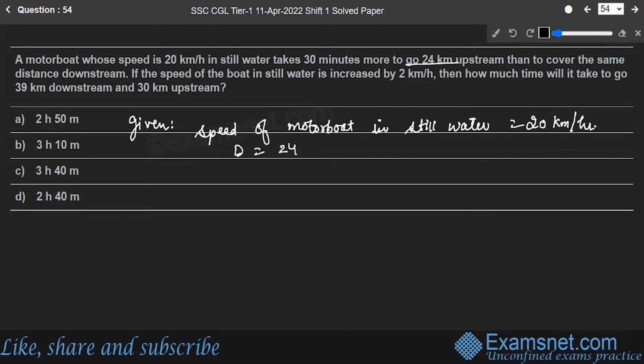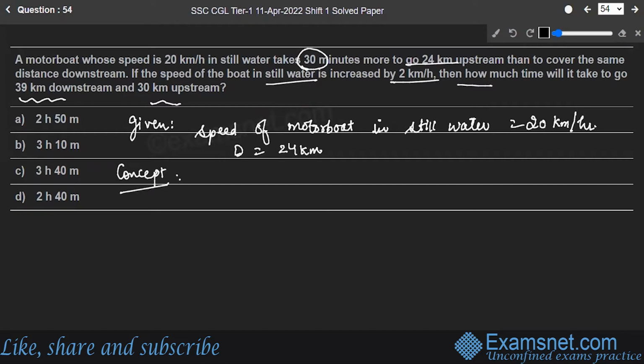24 kilometers, right? Speed of the boat in still water is increased by 2 kilometers per hour. Then how much time will it take to travel 39 kilometers and 30 kilometers? Also, it's given that the motor boat, whose speed is 20 kilometers per hour in still water, takes 30 minutes more to go 24 kilometers upstream than to cover downstream. So what concept will we be using in this question?